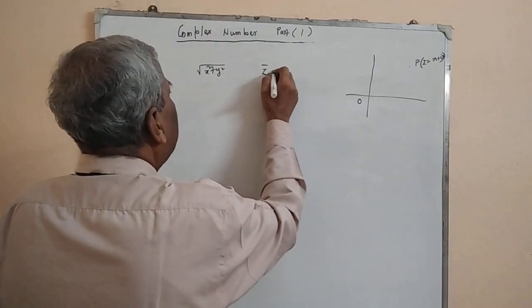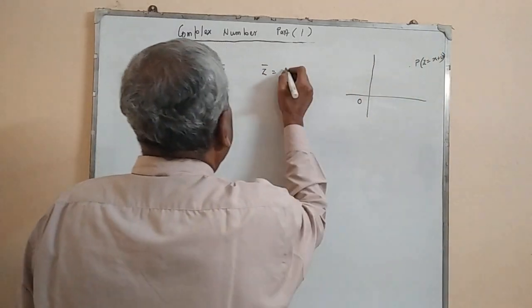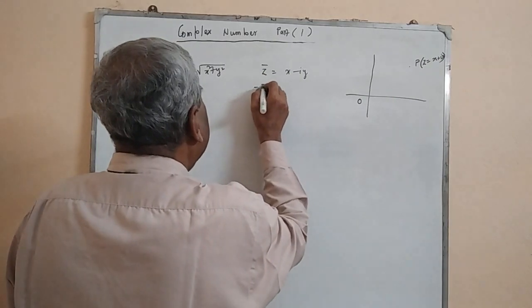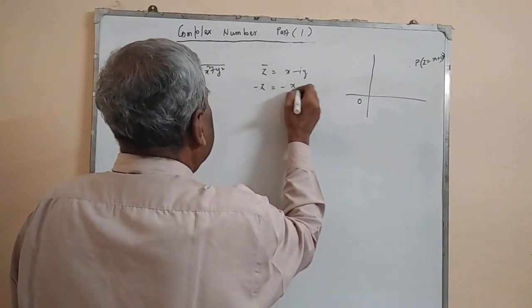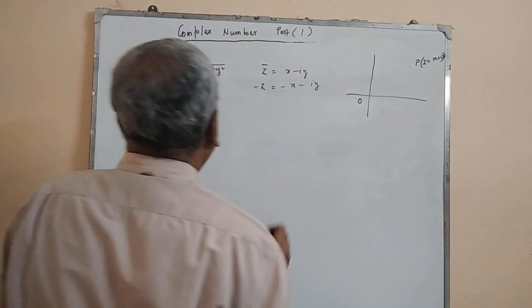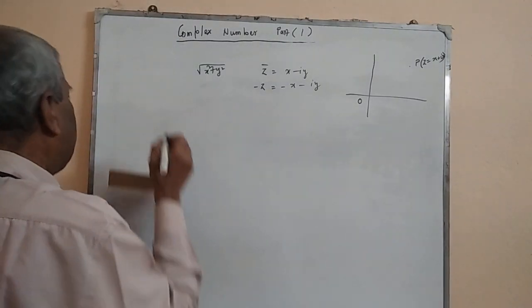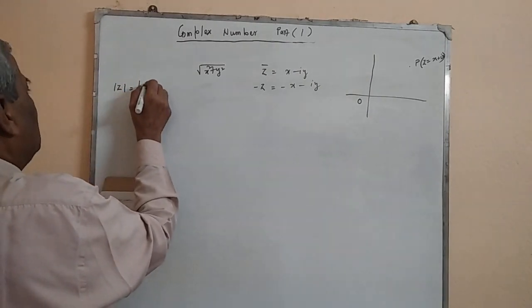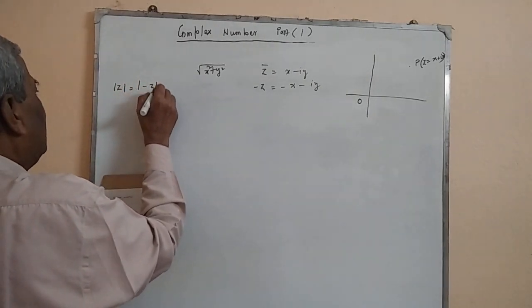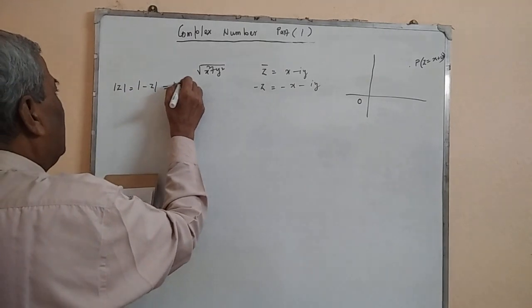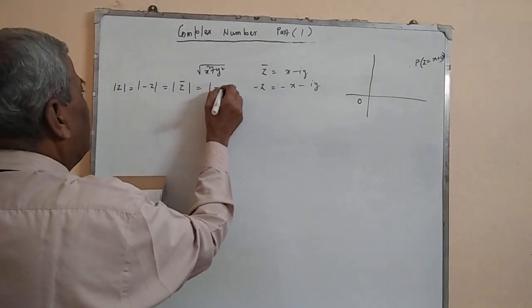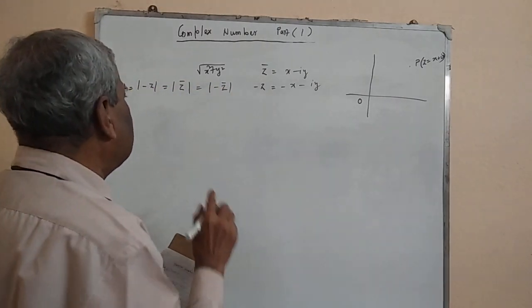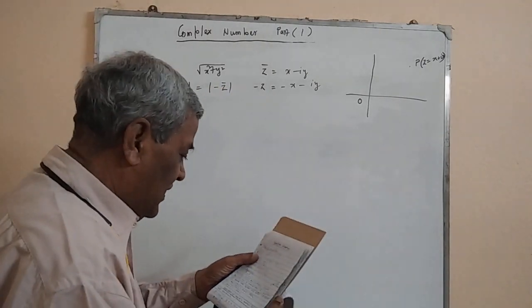Number one, if this is Z, then Z bar is equal to x minus iy, we know it well. Minus Z is simply equal to minus x minus iy. And the properties are: number one, mod Z is equal to mod of minus Z is equal to mod of Z bar is equal to mod of minus Z bar. All moduluses of these numbers are equal.